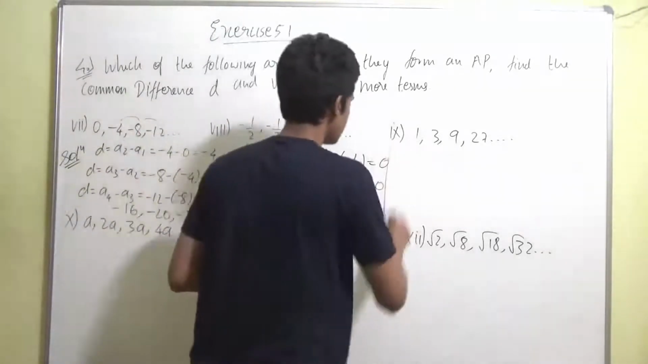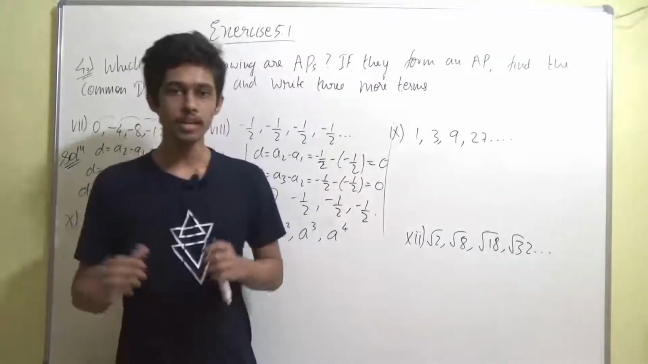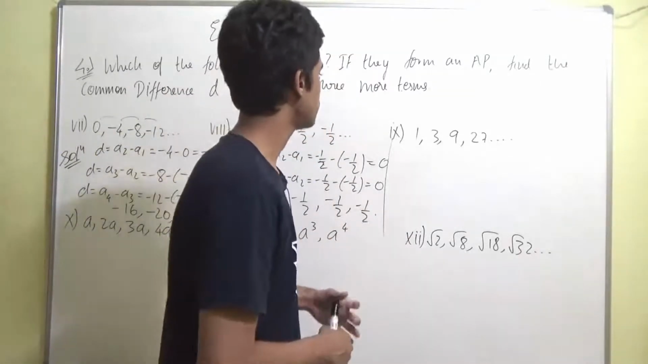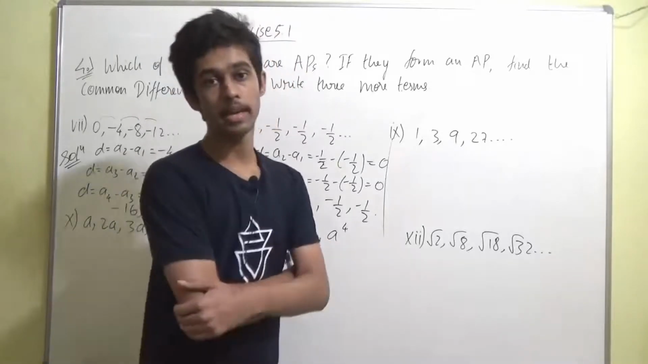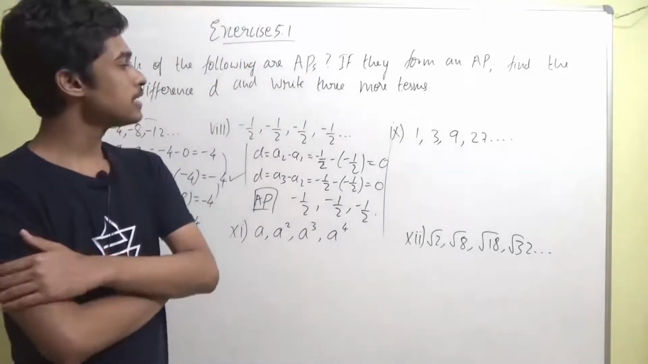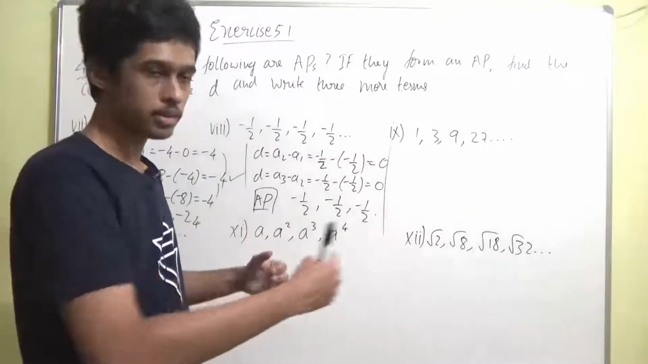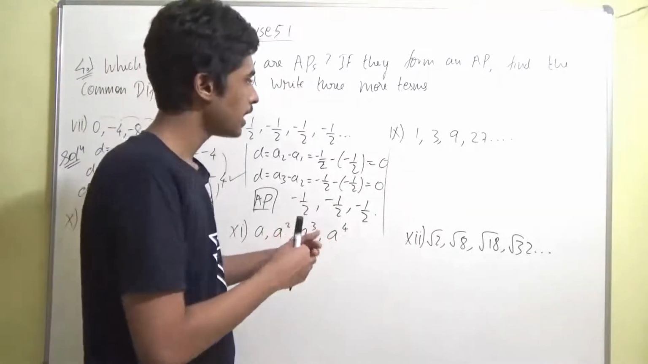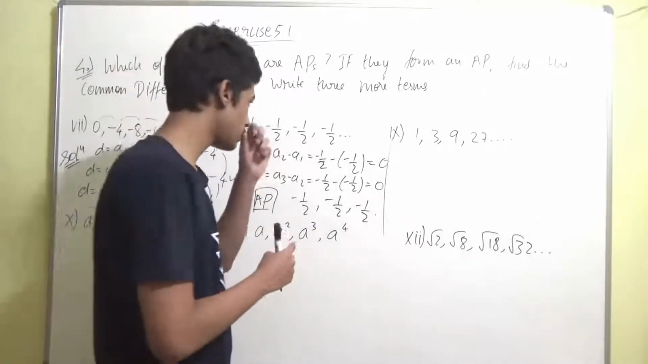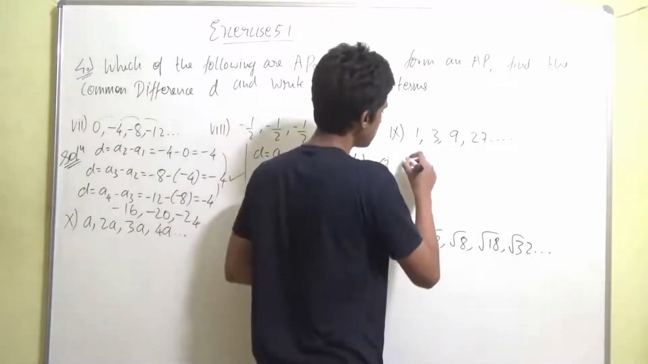Okay guys, let's go ahead. Right. Now let's go to the 9th sub question. It is 1, 3, 9, 27. If you see here guys, it is not an AP. Clearly you can say, because the difference is becoming more as we go ahead in the series. It's not the same. So still we'll do it once.